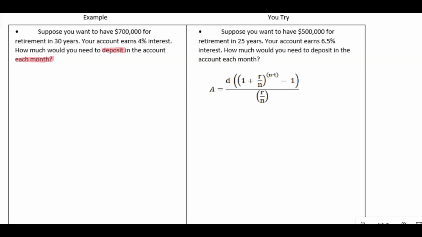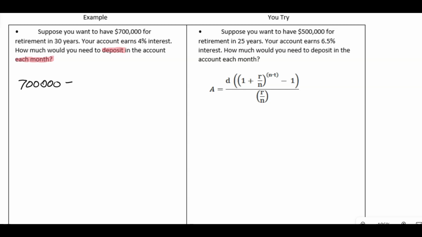So this 700,000 could either go in D, that accepts a money value, or A. It can't be D. Can you imagine having $700,000 to invest every month? Oh, that would be awesome. No, that's what we want to have in 30 years. So that's A. So we plug in 700,000 for A.